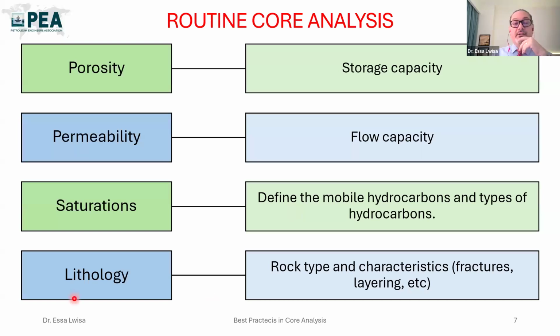Also, we study the lithology. What is lithology? Lithology is rock type and characteristics like fractures and layering, etc. Of course, here in this webinar, I'm not going to talk about lithology, because that is another field. It needs another webinar.